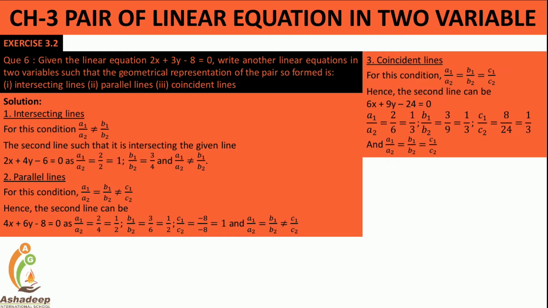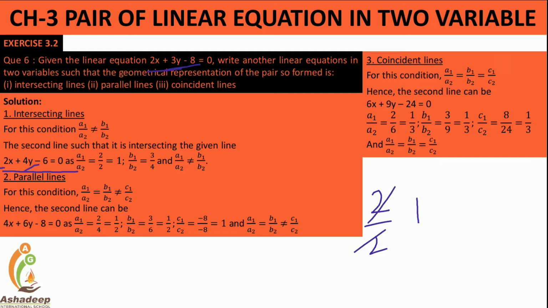So given a linear equation, write another linear equation in two variables such that the geometrical representations are in this manner, right? One equation I formed here, another equation is formed here as 2x plus 4y minus 6 is equal to 0. That is why I said you can form these equations in so many ways, at your convenience, but the condition must be satisfied. See here, this is 2, this is 2, here this is also 2, so 2 over 2 is 1, because 2 and 2 cancel. Now here it is what?